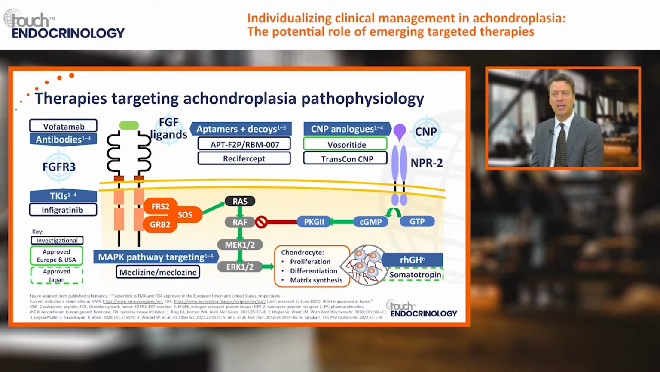The only medication that is approved in the US and Europe for the treatment of achondroplasia is called vosoritide, and that is an analog of CNP. In Japan, growth hormone is used, as growth hormone affects not this pathway directly, but also promotes proliferation and differentiation of the chondrocytes. And finally, there's another medication called meclizine, which is being investigated that also targets the downstream signaling pathway from FGFR3.